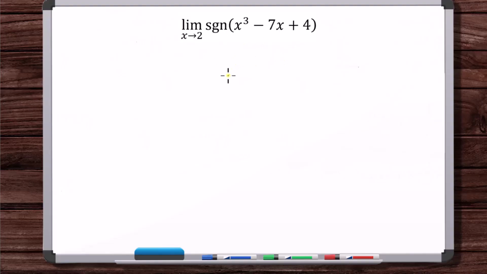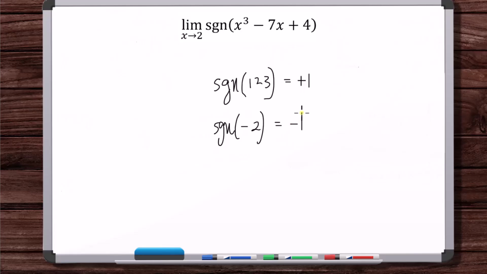Okay, so the way the sine function works is if the input into the sine function is positive, then it's going to output 1, plus 1. If the input into the sine function is negative, then it's going to output negative 1. If the input into the sine function is 0, which is neither positive or negative, then the output of the sine function is going to be 0. So if you inputted 123, then the output of the sine function is 1. If you input minus 2, then the output is negative 1. If you input 0, then the output is 0.